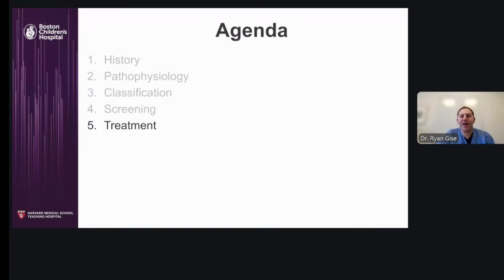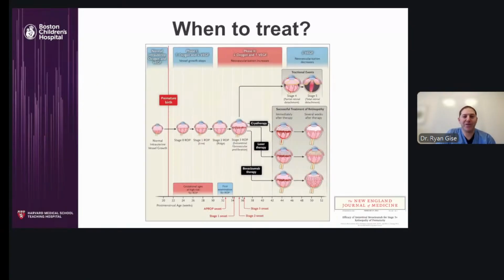So now we've defined the problem. The next question becomes, how do we treat it? These have been the major advancements of the 20th and 21st century, but mostly the 21st century, since that's where we are now. So this diagram, we talked about when to treat.